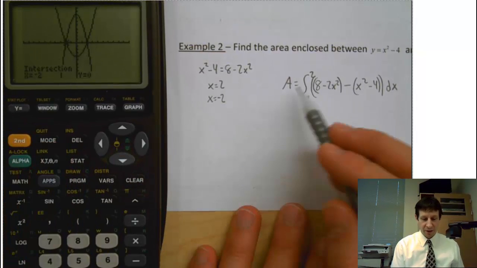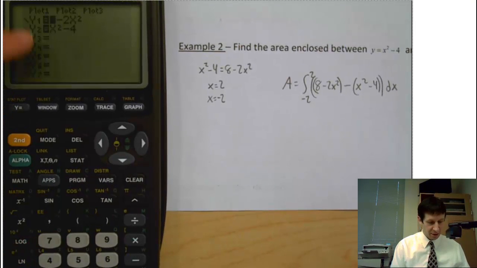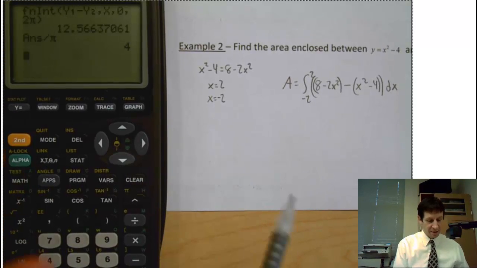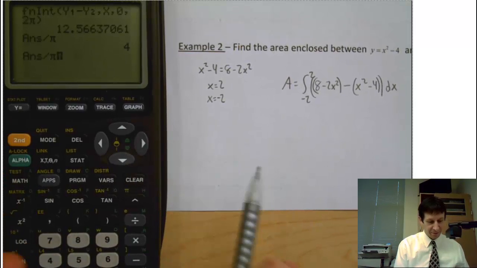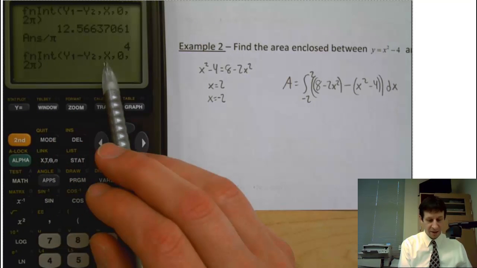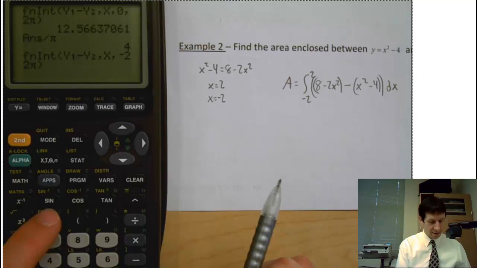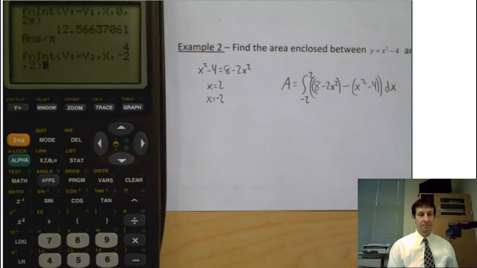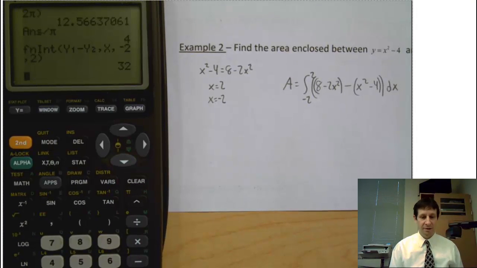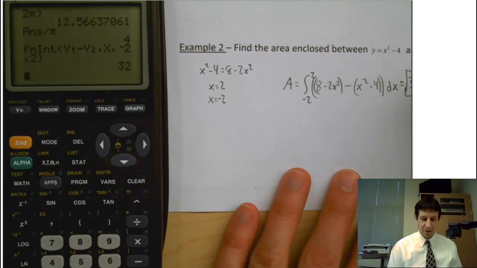Here's where a majority of the points are, is everything I have written already. And then what I really just need to do, make sure I have the upper function in y1 and the lower one in y2. So if I go to the home screen, I had it set up perfect. If I hit second enter, the copy and paste command, I get back to fnInt, upper function minus lower function, from x. I do need to fix my limits. I want to go from negative 2 to positive 2. Hit enter, it does some thinking, and we get an answer of 32.